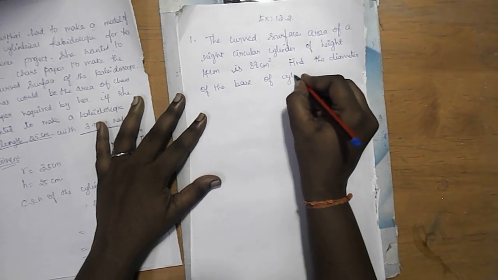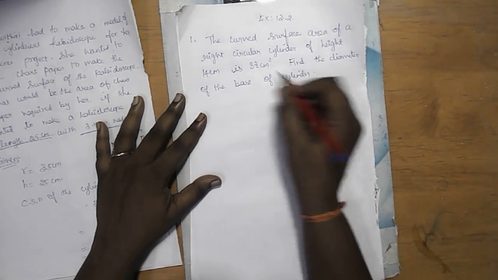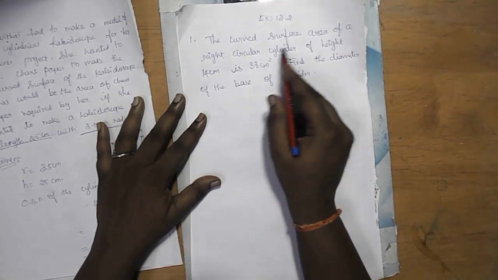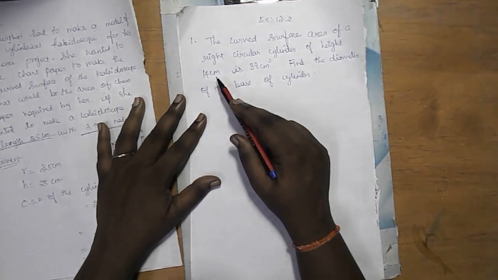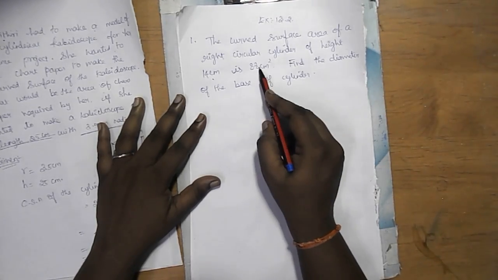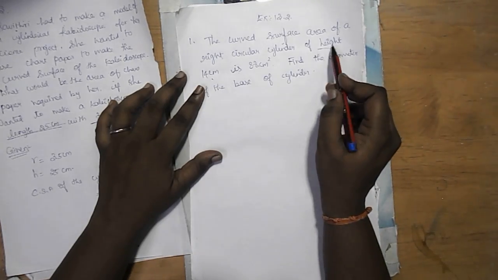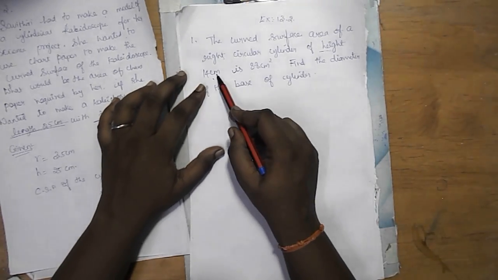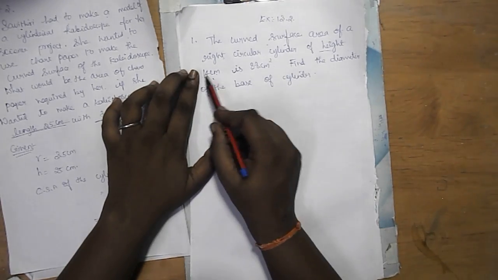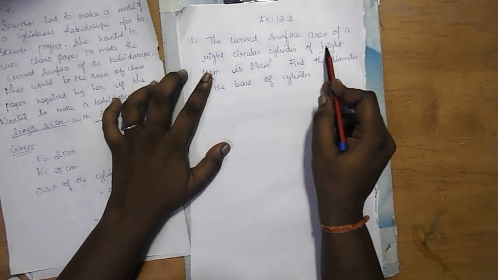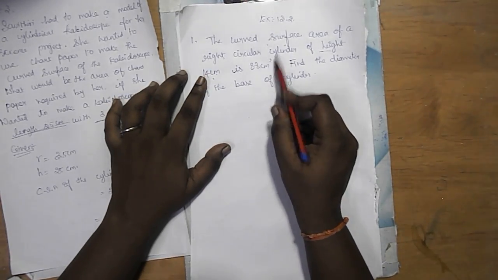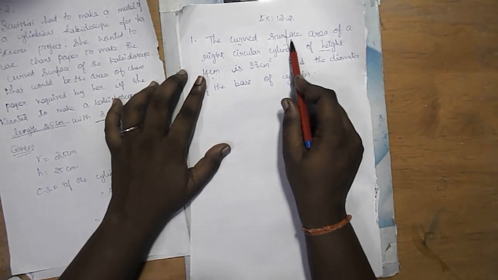Okay, so what is the question? The curved surface area of the right circular cylinder of height 14 centimeter is 88 centimeter square. Everyone will take the curved surface area, take the 14 as the height, and take 88 centimeter square. Read the question and write down the CSA.